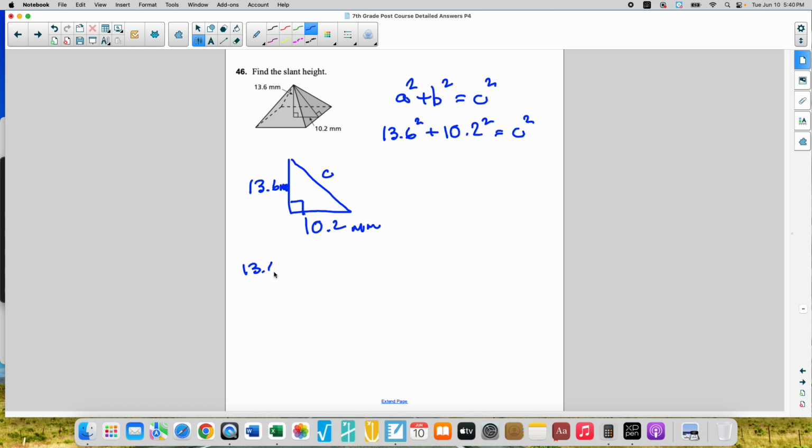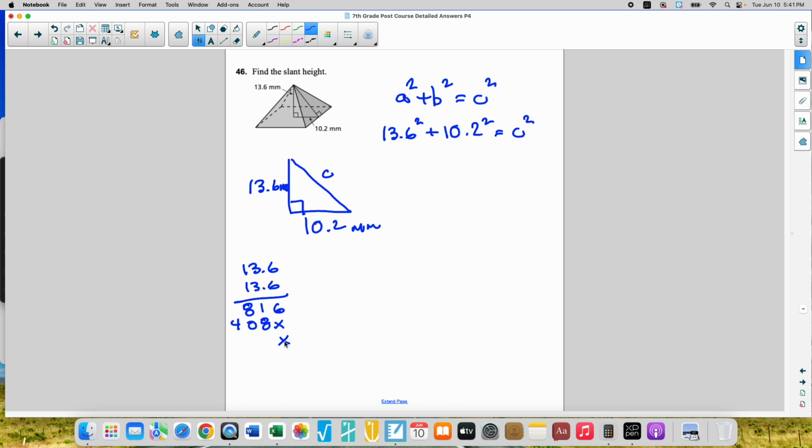So 13.6 times 13.6. Yes, I could use a calculator, but it's always good to get this practice down. 6 times 6 is 36. 6 times 3 is 18 plus 3 is 21. 6 times 1 is 6 plus 2 is 8. We're going to move over a decimal place. 3 times 6 is 18. This time we're going to carry a 1. And 3 times 3 is 9, plus 1 is 10. 3 times 1 is 3 plus 1 is 4. We're going to erase those carries.